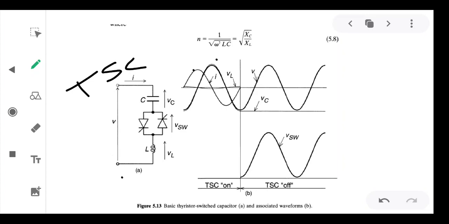And the resonance condition is given by root XC by XL. Hence XL is a very small value compared to XC.